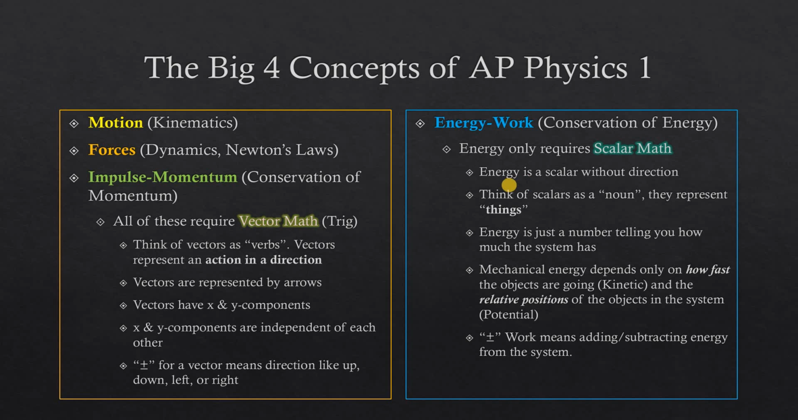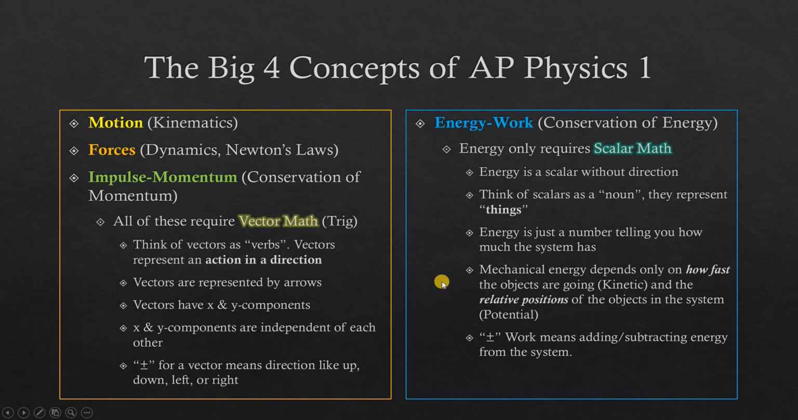Mechanical energy, which is what we'll be talking about, depends only on how fast the object is going, kinetic energy, or the relative positions of the objects in the system. So, like, how far away is the object from the Earth? The farther away they are, the more gravitational potential energy they have. Or, like for a spring, if you include a spring in the system, then how is that spring arranged? Is it stretched? Is it compressed? Or is it in its normal equilibrium position? That will depend on how much potential energy it has.